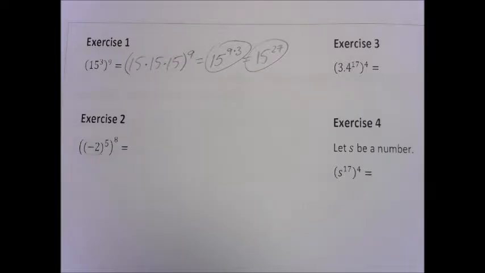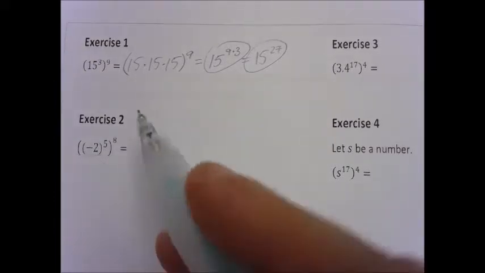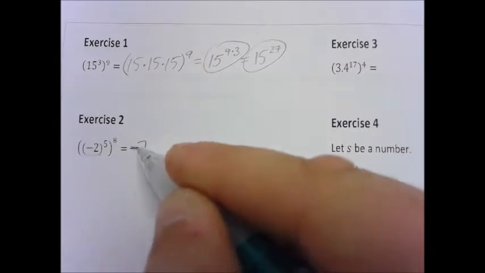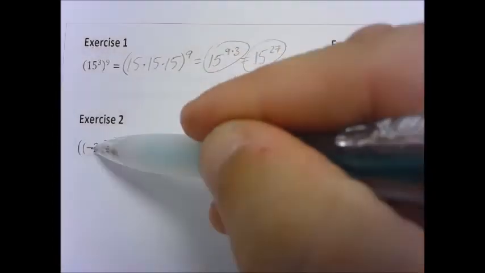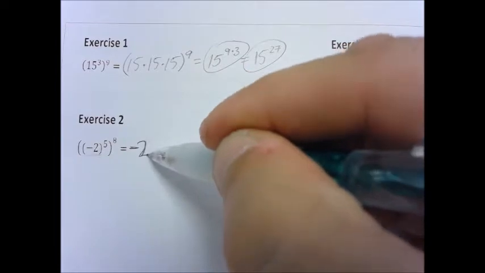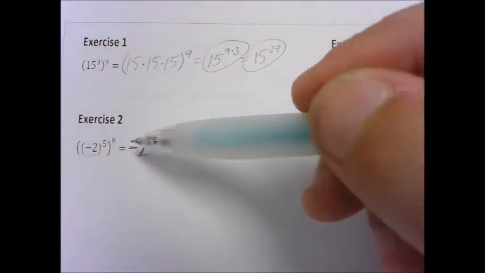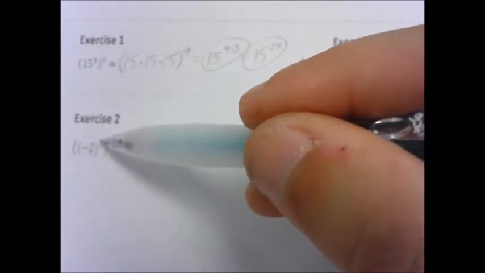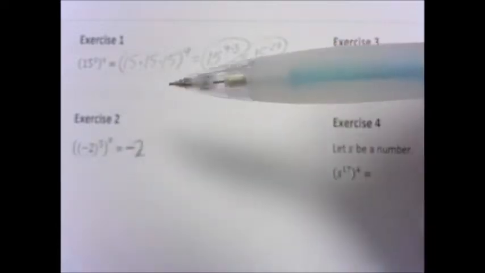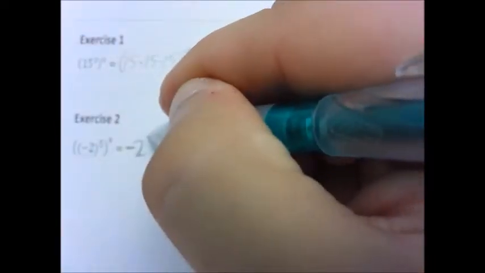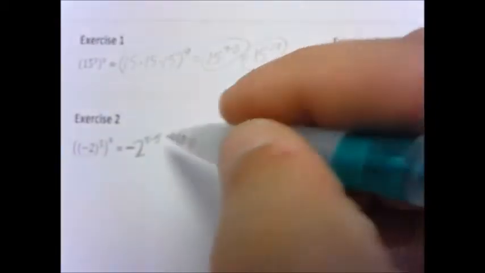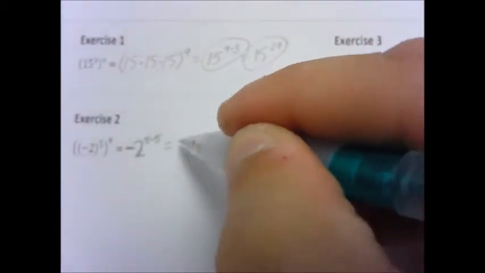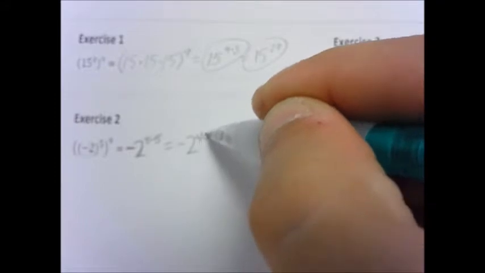Exercise 2 is exactly like exercise 1 except for the fact that we have a negative in with the base. So if we take a look at it, we have negative 2 as our base, so we're just going to carry that over, negative 2. And then we have negative 2 raised to the fifth power, exactly like I had in exercise 1. So negative 2 to the fifth power, then that whole ordeal with the parentheses raised to the eighth power. Another way we can write this is negative 2 to the 8 times 5 power, or we can go ahead and solve that 8 times 5 and have negative 2 to the 40th power.